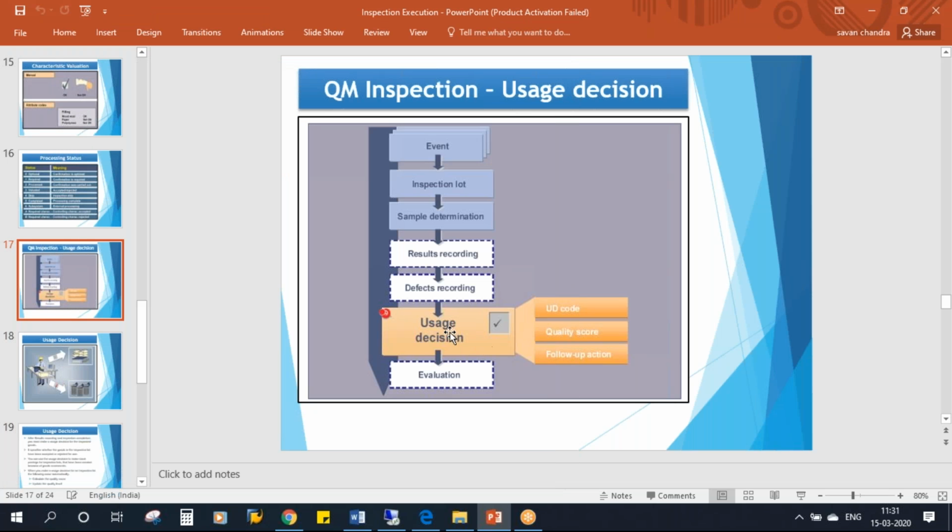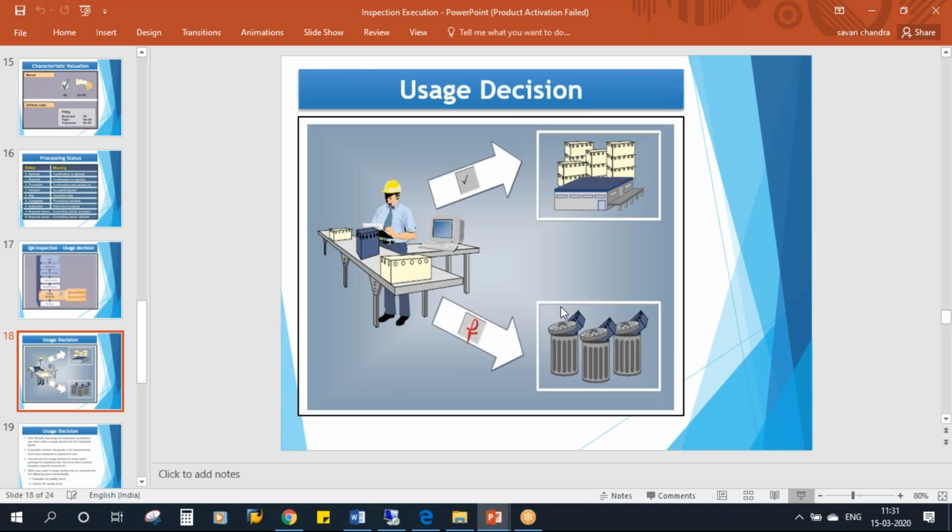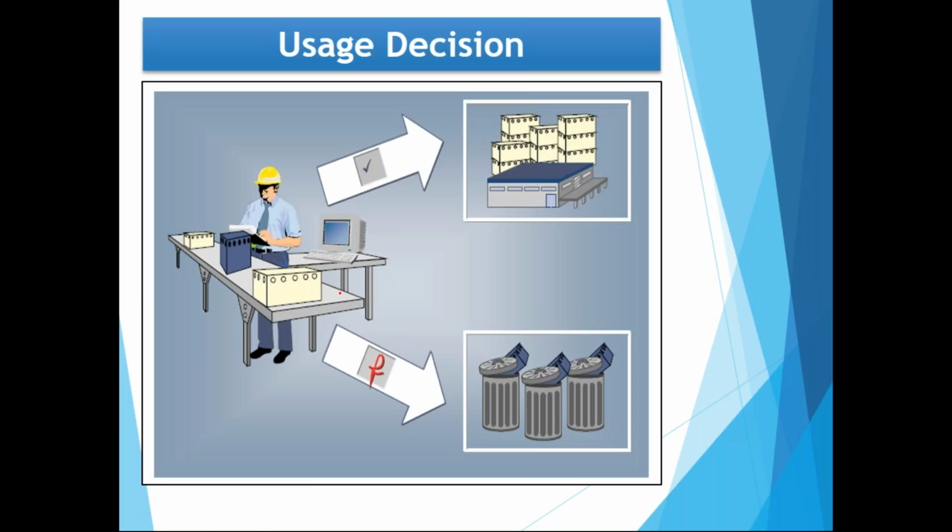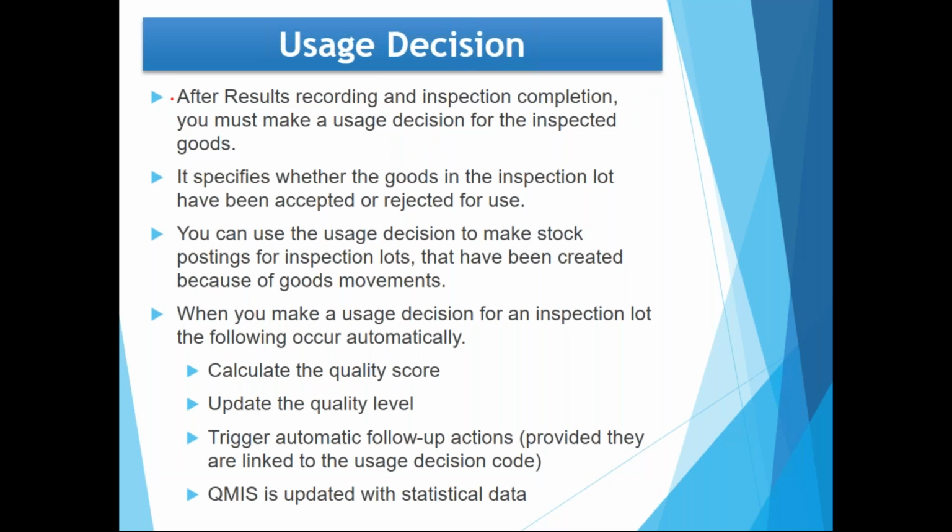So what is usage decision? Usage decision means finally you are telling whether the stock can be used or not. You are indicating in the system whether that stock can be used, accepted or rejected. That's the usage decision, UD. After results recording and inspection completion, you must make a usage decision for the inspected goods. It specifies whether the goods in the inspection lot have been accepted or rejected for use.